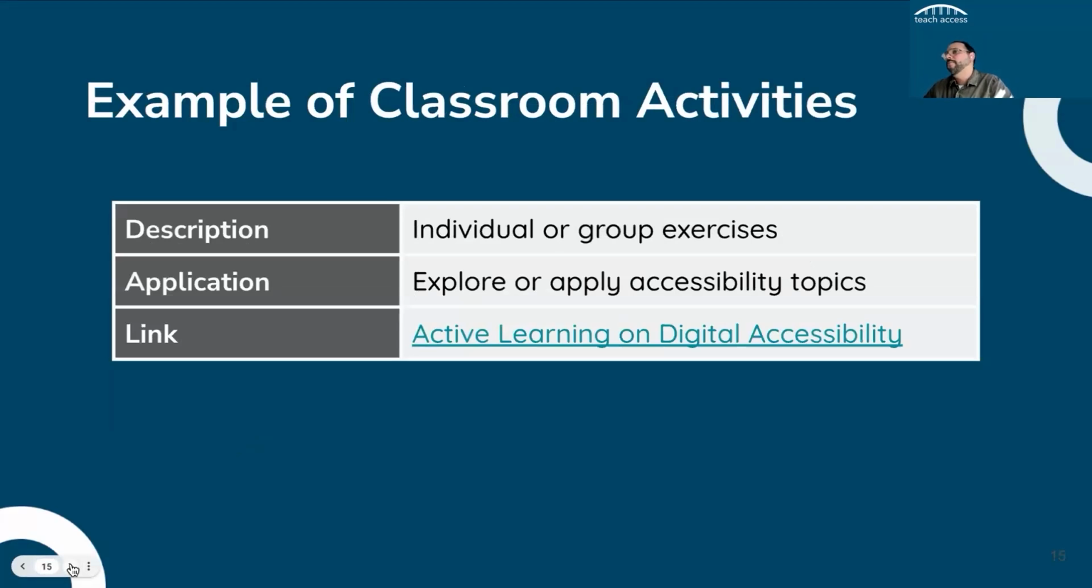We also have the example of classroom activities. In this instance, the professor created a guide with different individual or group exercises to explore or apply accessibility topics. So in this specific resource, you will see active learning activities to get your students to learn more about accessibility or start applying accessibility skills in different situations. And it has guidance for the professor on how it was applied and how it could be applied in their own course.